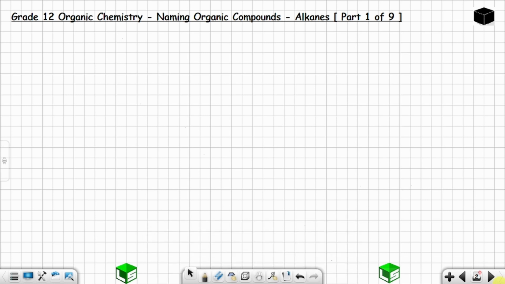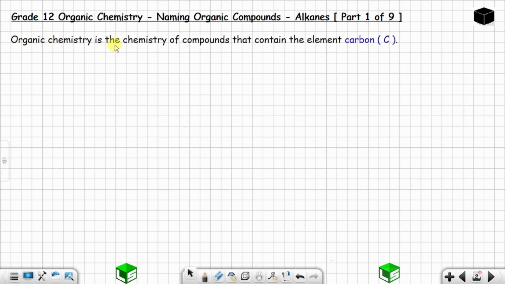Okay, let's get started. Let's spend 1 or 2 minutes on definitions, and then we can get into naming alkanes. So what is organic chemistry? Organic chemistry is the chemistry of compounds that contain the element carbon. And what are alkanes? Alkanes are hydrocarbons that only contain single bonds between their carbon atoms.